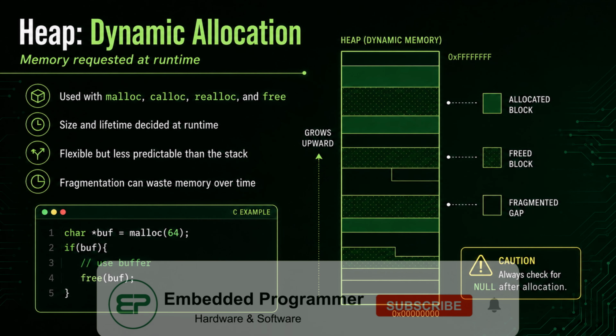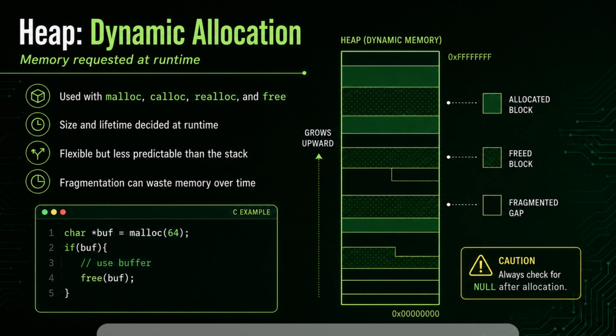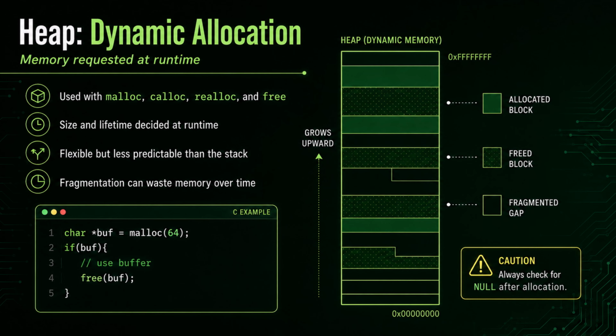The heap is used for dynamic memory allocation. Dynamic allocation means the program asks for memory while it is already running. In C, this usually happens with functions like malloc, calloc, realloc, and free. For example, if we write char *buffer = malloc(64), the program asks the heap for 64 bytes at runtime. If the allocation succeeds, malloc returns a pointer to the allocated memory block. If it fails, malloc returns NULL. That is why embedded code must always check the returned pointer before using it.